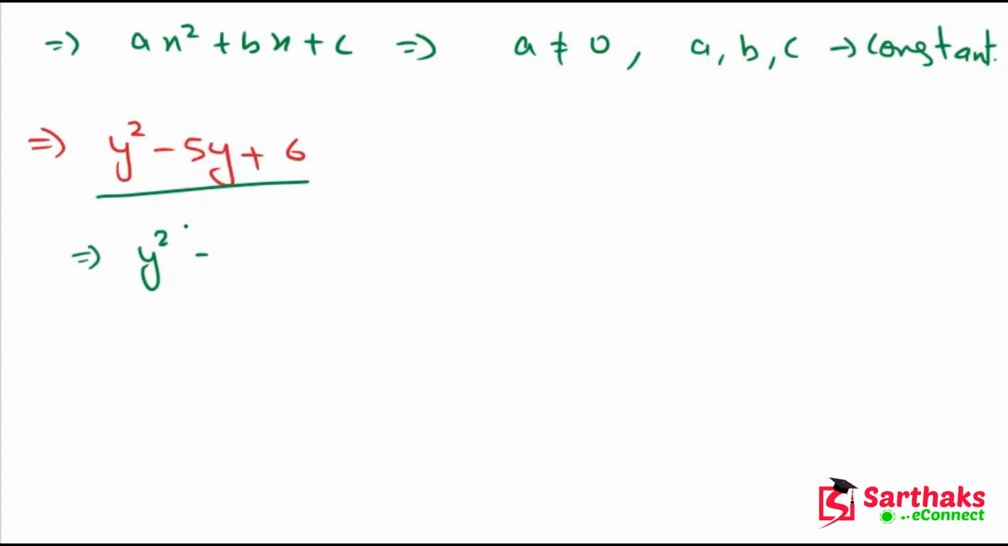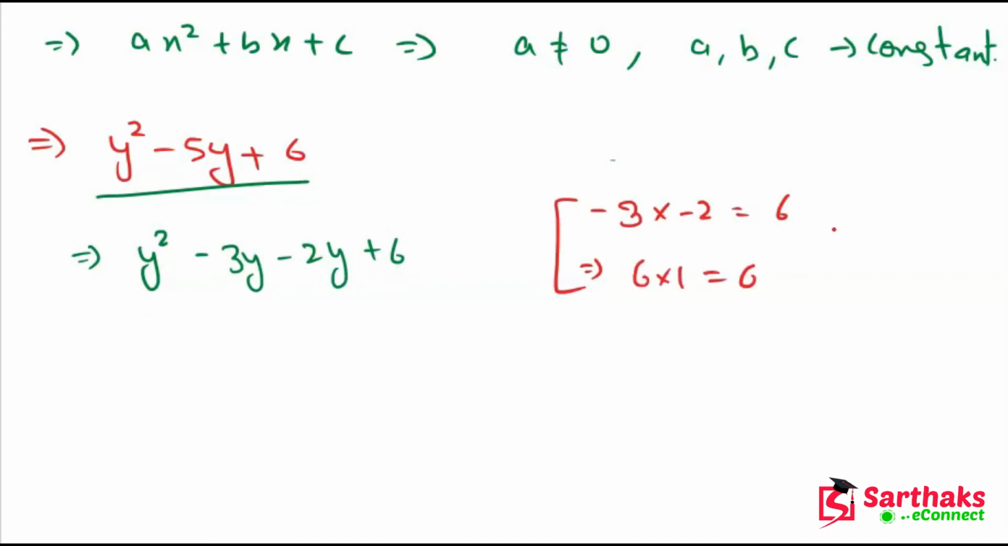Now we can split it like this: minus 3y minus 2y. If you solve this, we get minus 5y, plus 6. If you multiply minus 3 into minus 2, we get 6. And if you multiply the constant term and the coefficient of y square, meaning 6 into 1, it is equal to 6. So both numbers are equal. It means our splitting terms are correct.